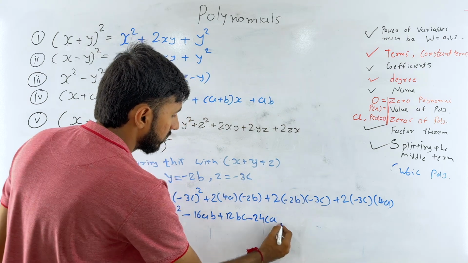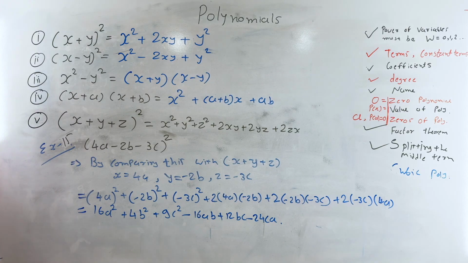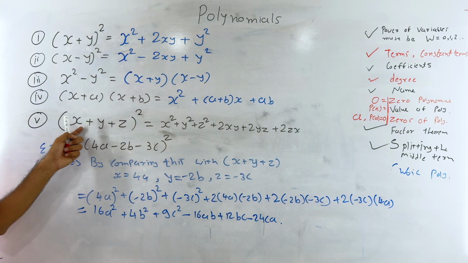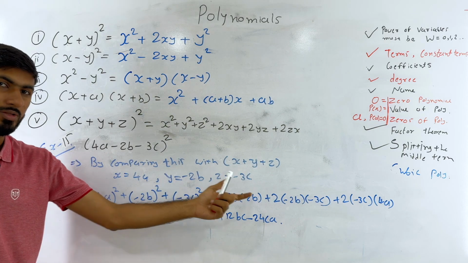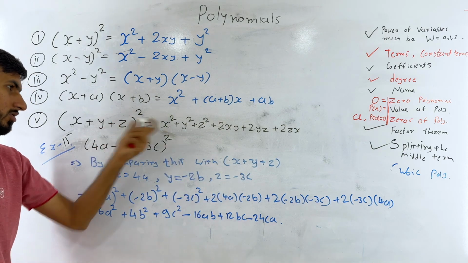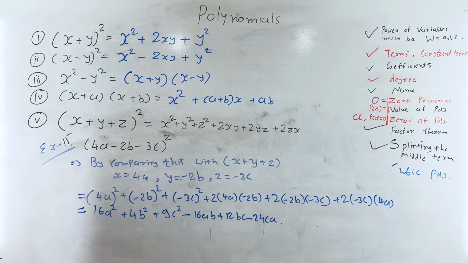C and A here, so this will be your answer by using the identity number 5, right? You don't have to remember the number, you can just mention the identity which you are using, just write it. So this is your question, example number 15.